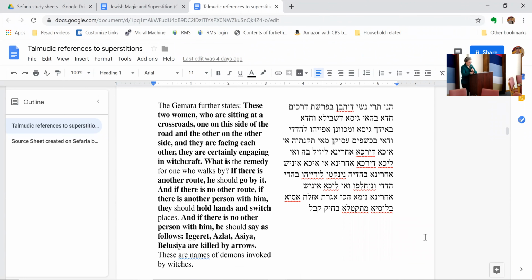Okay. The Gemara further states these two women who are sitting at a crossroads, one on this side of the road and one on the other side, and they are facing each other. They are certainly engaging in witchcraft. What is the remedy for one who walks by? If there is another route, he should go by it. And if there is no other route, if there is another person with him, they should hold hands and switch places. And if there is no other person with him, he should say as follows: Igeret, Azlat, Azia, Velusia are killed by arrows. These are names of demons invoked by witches.